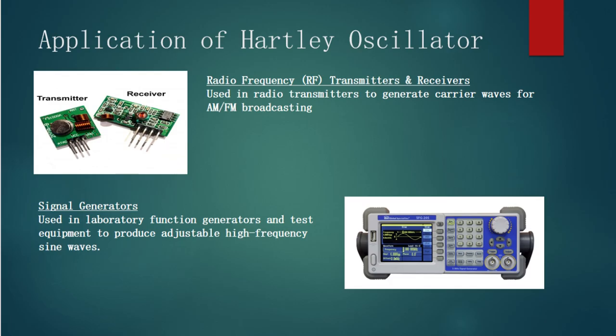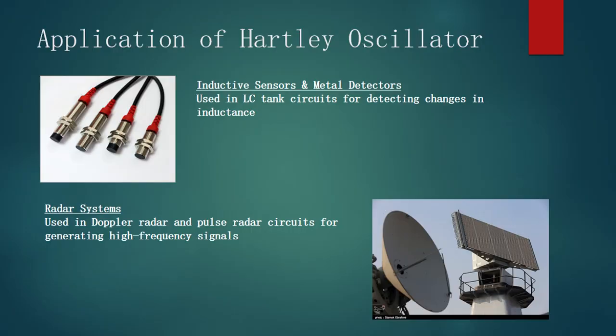Now, let us move forward to the applications of the Hartley oscillator. The Hartley oscillator can be used in radio frequency RF transmitters and receivers to generate a carrier wave for AM or FM broadcasting. It is also used in signal generators to produce adjustable high frequency sine waves. Next, the Hartley oscillator is also used in inductive sensors and metal detectors for detecting changes in inductance. Last but not least, the Hartley oscillator is used in Doppler radar and pulse radar circuits for generating high frequency signals, which is important in radar systems.